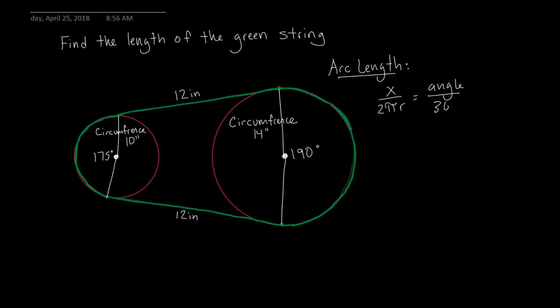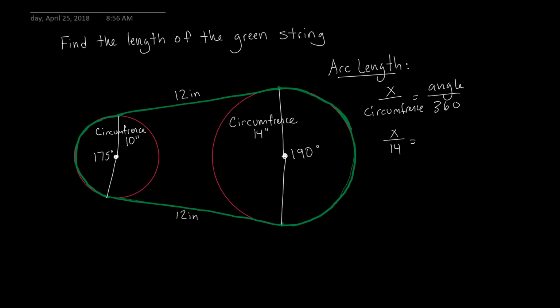Now, do you think we actually need to know what the radius is here? Why not? 2 pi r is the formula for what? Circumference. So instead of putting 2 pi r here, this is actually the circumference. So what is the circumference on this first circle? On the big circle?